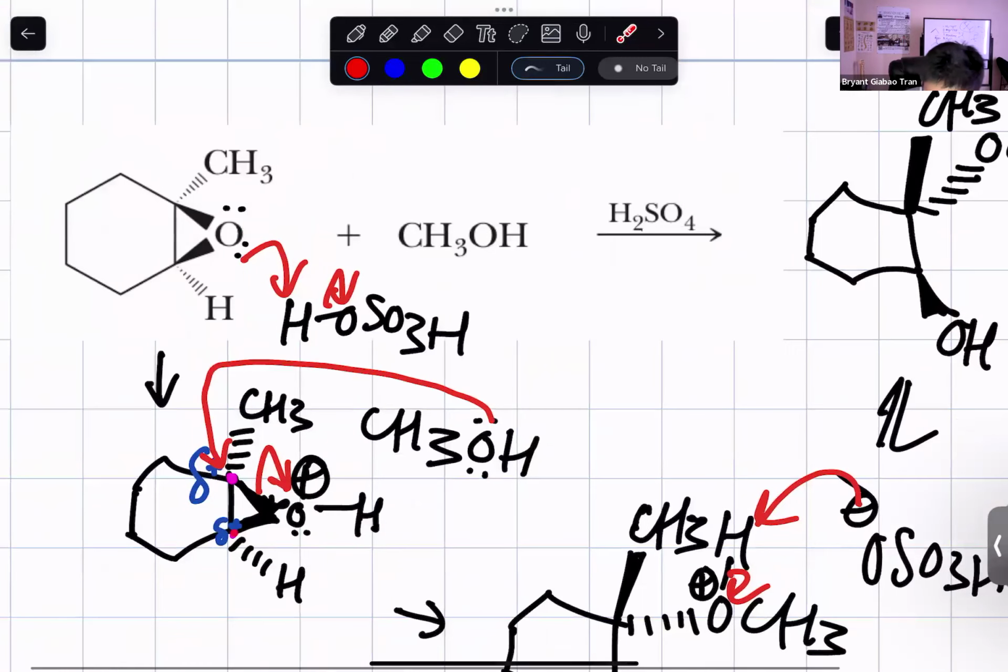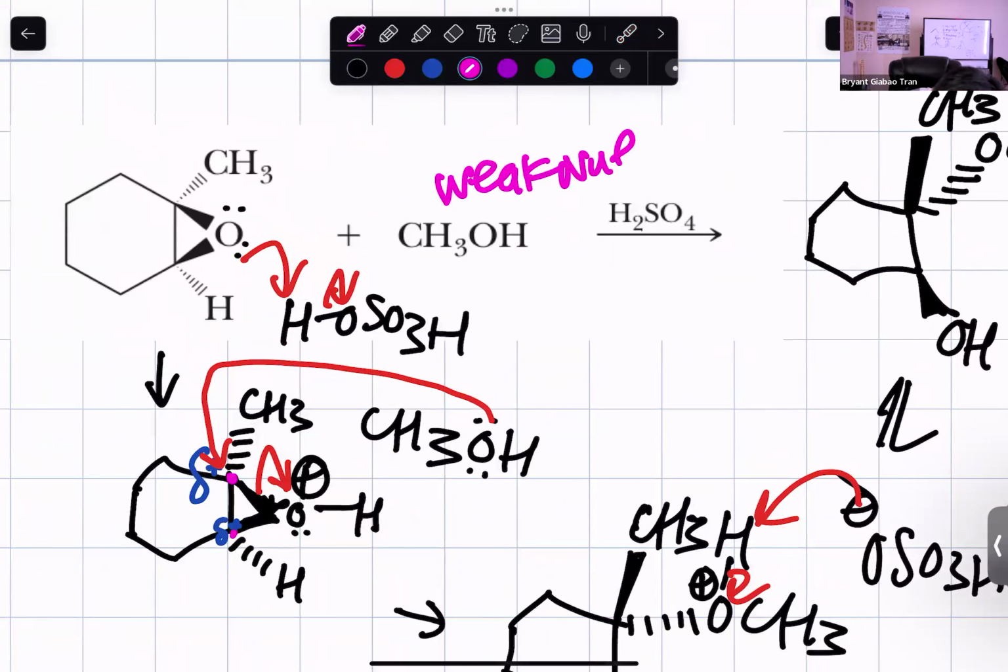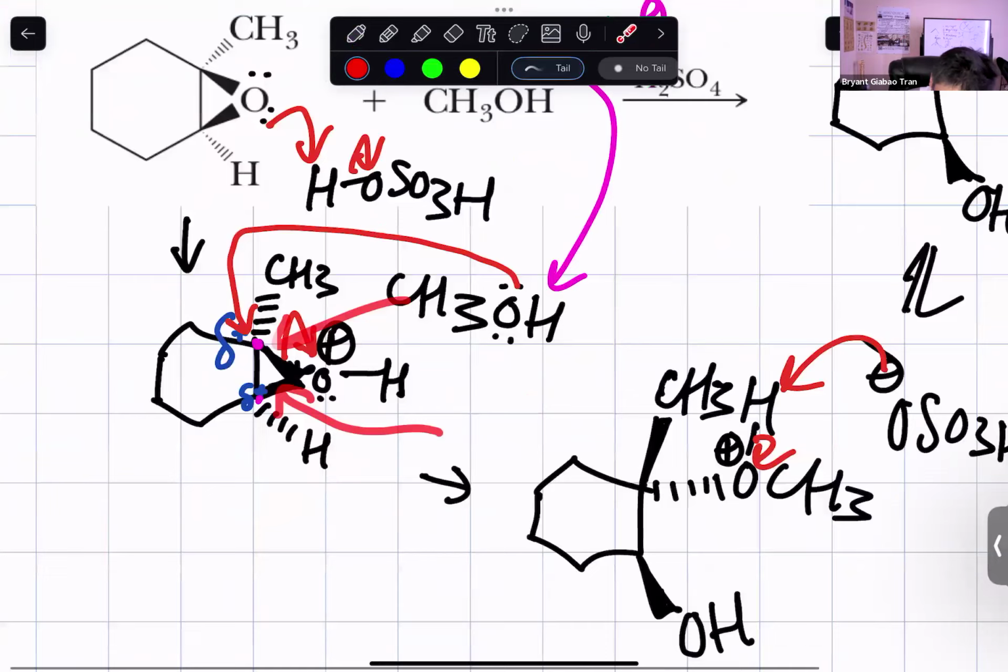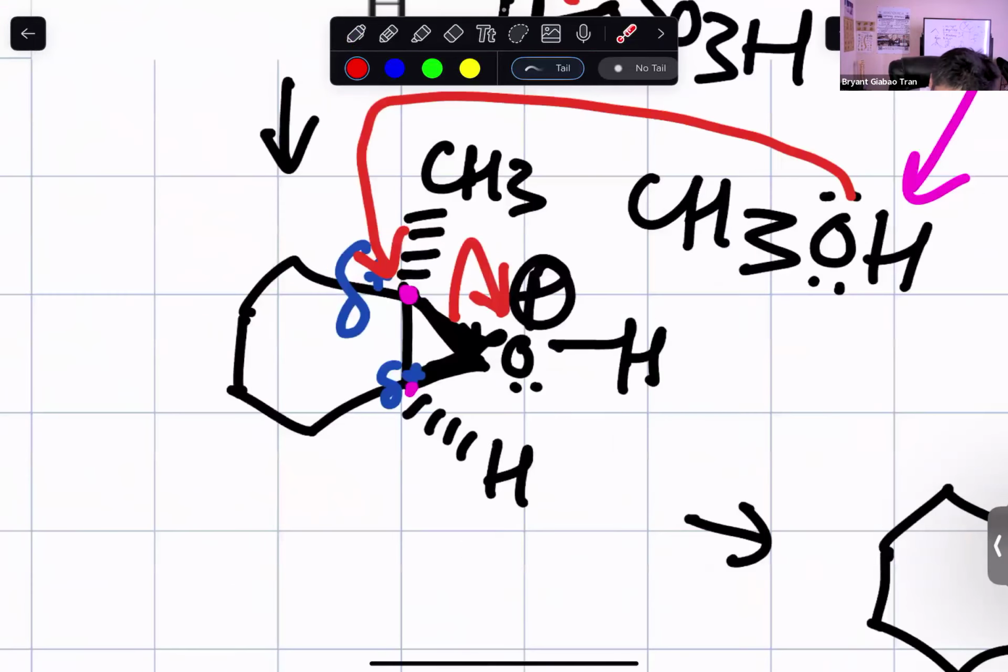So now this weak nucleophile right here, the alcohol ROH, is going to come around, and it's going to decide to either attack the more substituted carbon or the less substituted carbon. And it decides to attack the more substituted carbon because this more substituted carbon here has a bigger positive charge. Positive charges prefer to be in more substituted spaces, right? Because it's more stable at more substituted spaces.